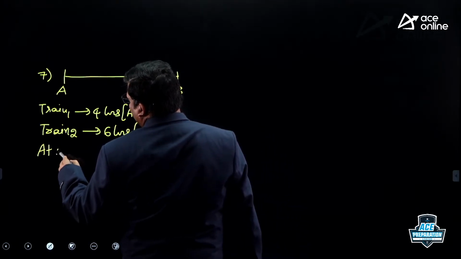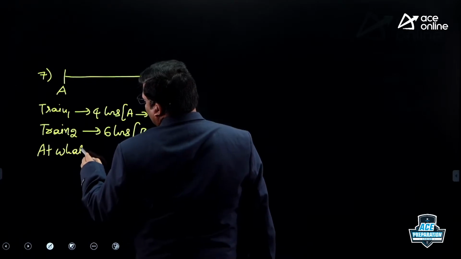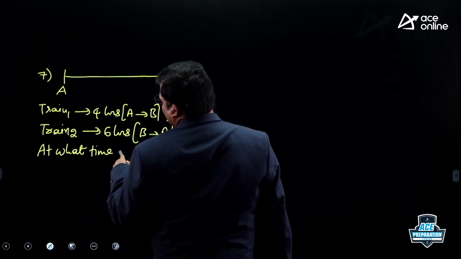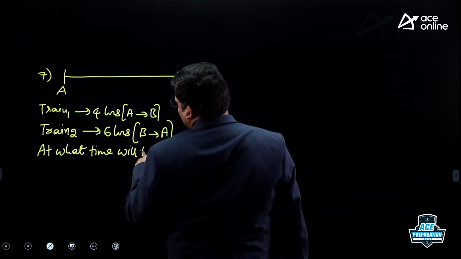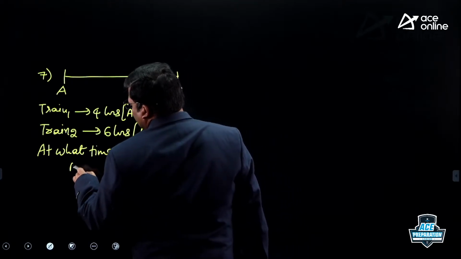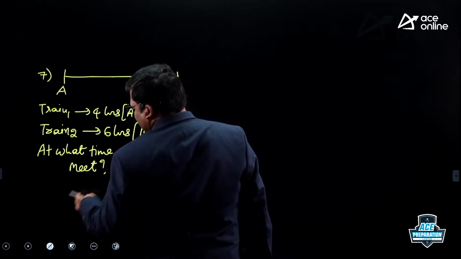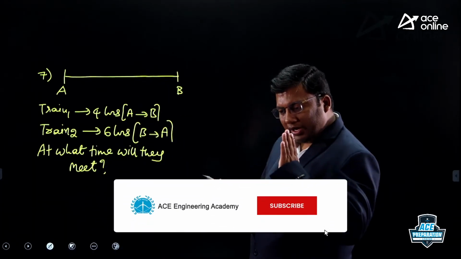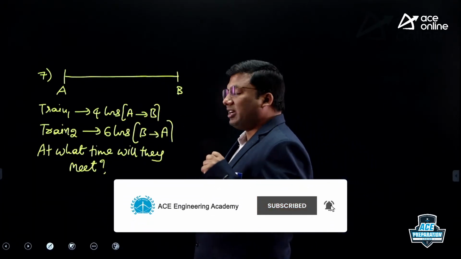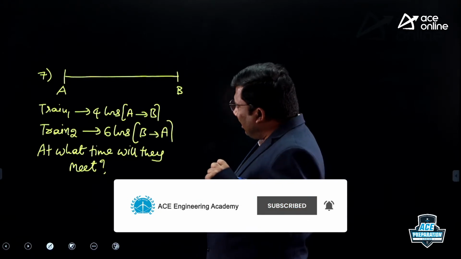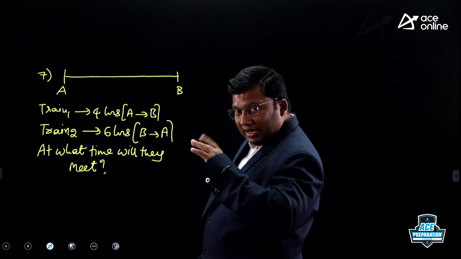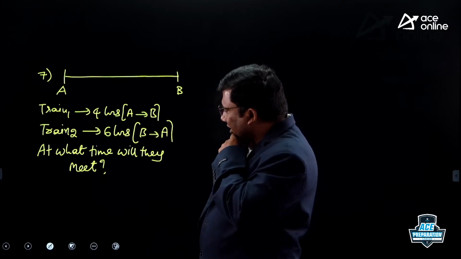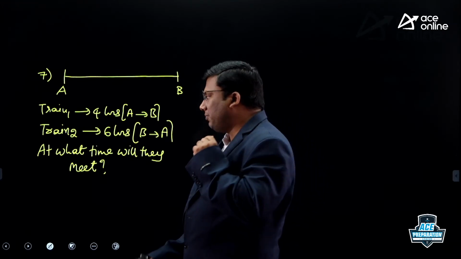At what time will they meet? Listen very carefully. Train 1 starts from point A, travels 4 hours and reaches the destination B. Train 2 starts from point B, travels 6 hours and reaches point A. At what time will they meet?